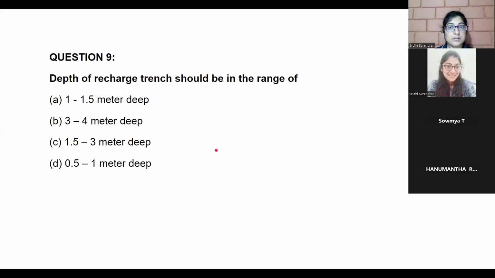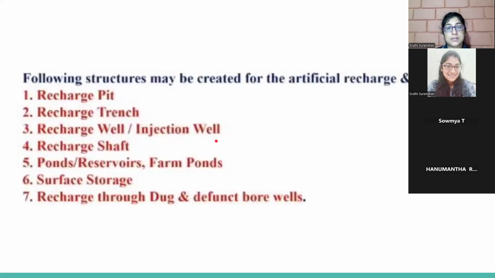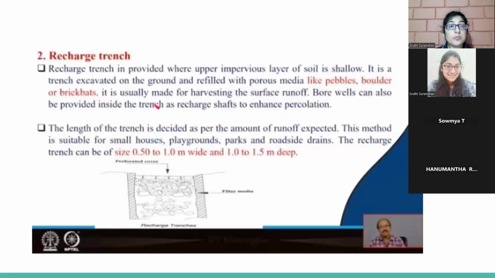Okay. So these are various structures that are created for artificial recharge. Recharge pit, recharge trench, recharge well, which is also called an injection well, and recharge shaft. There are ponds or reservoirs constructed for the purpose of artificial recharge, surface storage, and recharge through dug and defunct bore wells. So let's look into a few of them. We are talking about the recharge trench over here, and the dimensions have been asked.